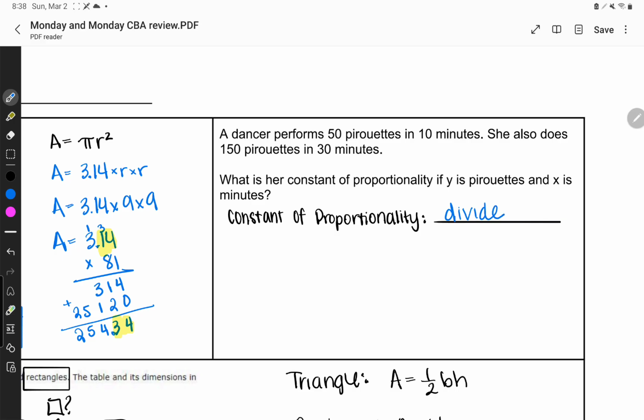I just choose whichever one I want to divide. If they give you more than 2 numbers, they're doing it to trick you. I'm going to choose my first sentence, which is 50 pirouettes in 10 minutes. So I'm going to do 50 divided by 10, which gives me a constant of proportionality of what? 5. That's it.